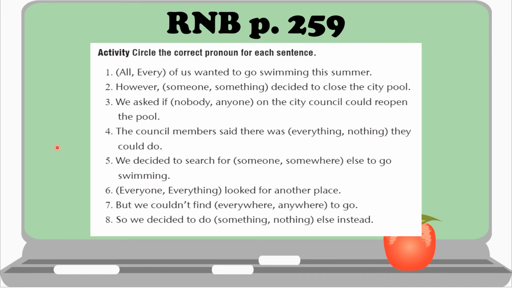So for your exercise, please answer R&B page 259. Circle the correct pronoun for each sentence. We'll do one and then you have to do the rest by yourself. Number 1, all or every of us wanted to go swimming this summer. So what do you think is the correct answer? The correct answer is all of us wanted to go swimming this summer. You also have to read the sentence aloud, for you to know if it sounds correct.